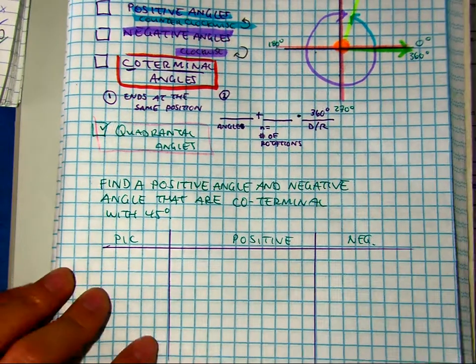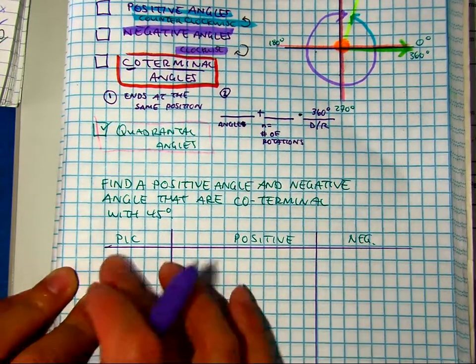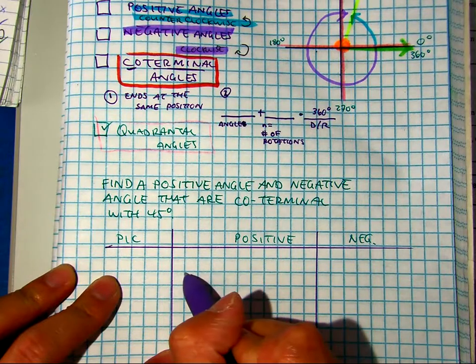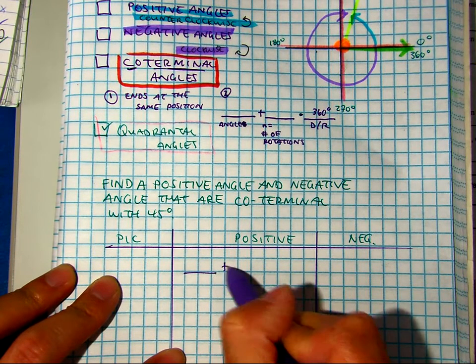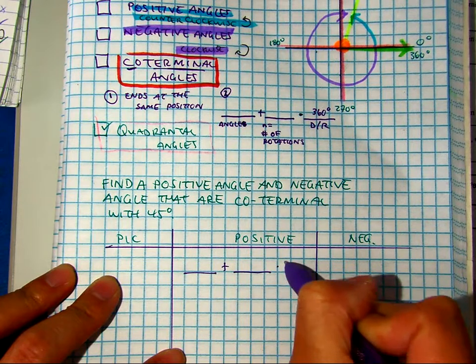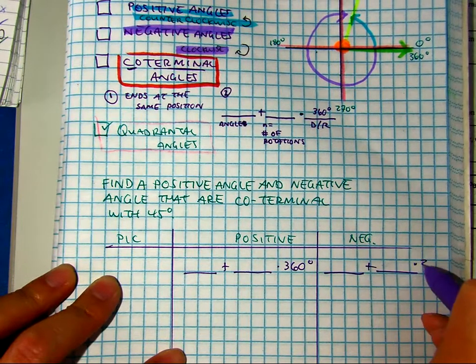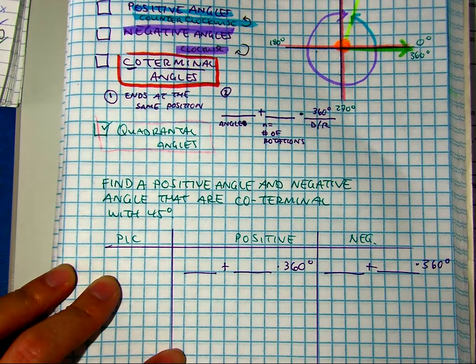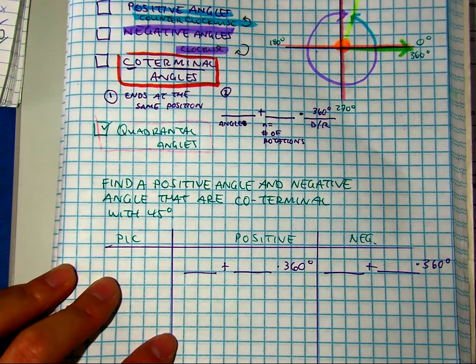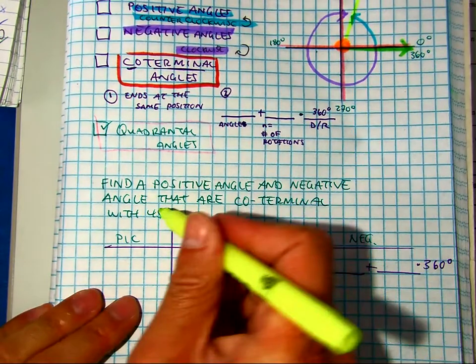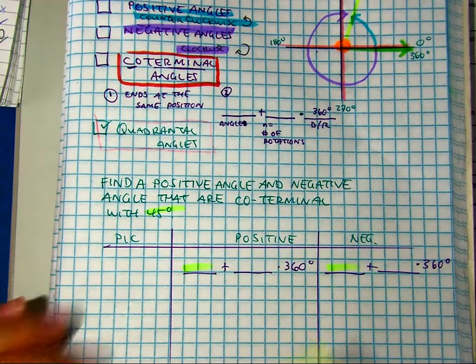All right, I'm first going to use the formula, and then I'm going to show you a picture. This will kind of help you make sense of what we're doing. So I have the angle plus the number of rotations times 360 degrees. And the given angle they've given us is how much? 45 degrees. Put that there.